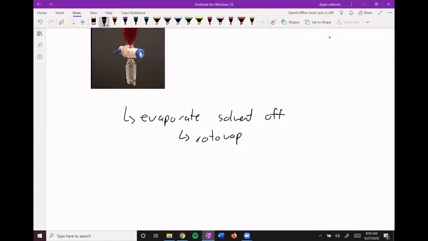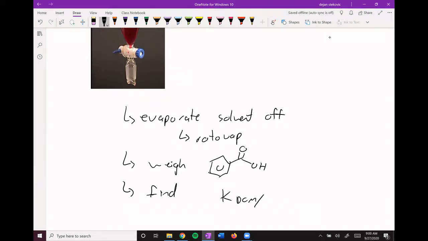After we've evaporated the solvent off, we're going to let it dry for a bit, and then we're going to weigh out how much benzoic acid was in the layer that we evaporated off. And then from that data, we can find our K, our partition coefficient, assuming that we didn't lose any of the material.